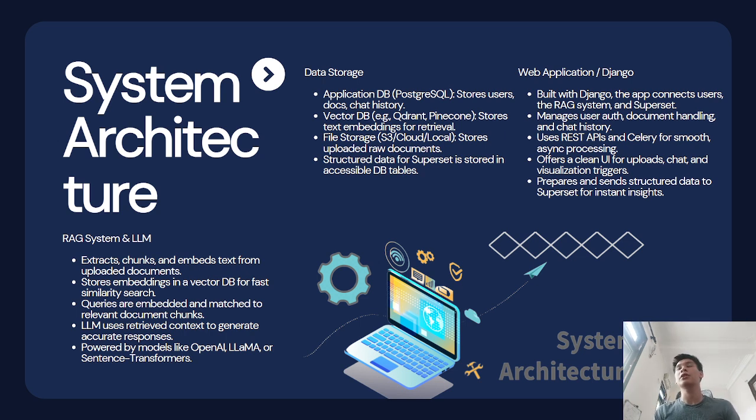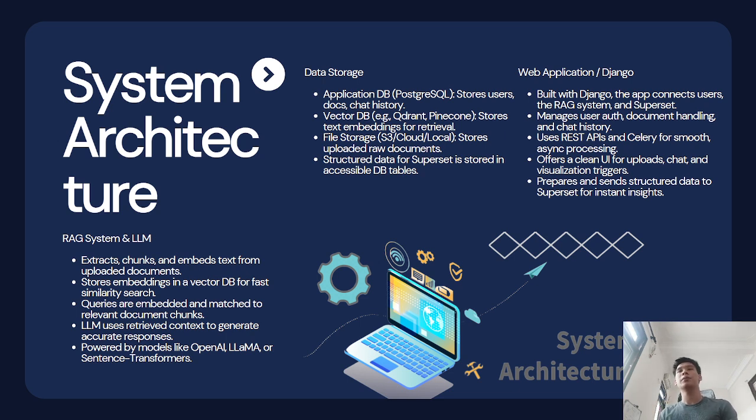So what is Django? Django can connect users, the RAG system, and Superset. Superset is an open source tool to visualize the data from the uploaded document of the user. And Django can also manage user authentication, document handling, and chat history. Django uses REST APIs and Celery for smooth asynchronous processing, and it offers a clean UI for uploads, chat, and visualization triggers. Django also prepares and sends structured data to Superset for instant visualization.